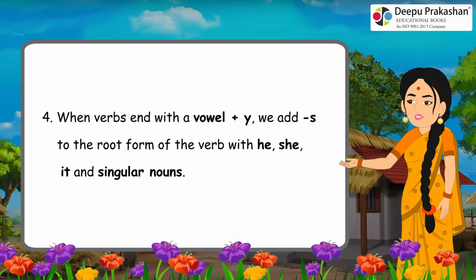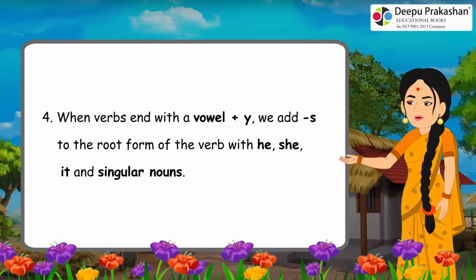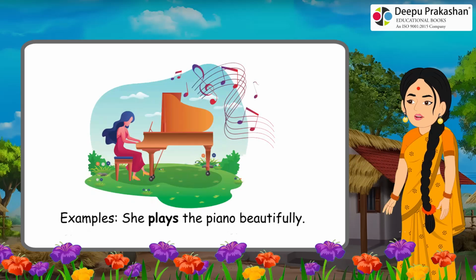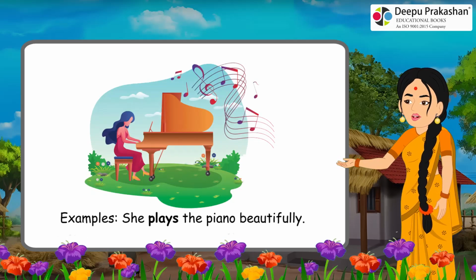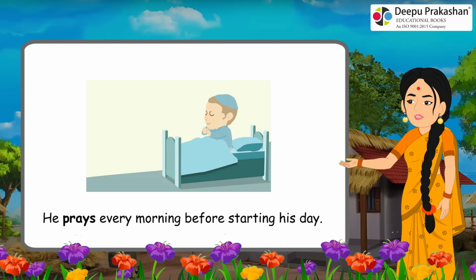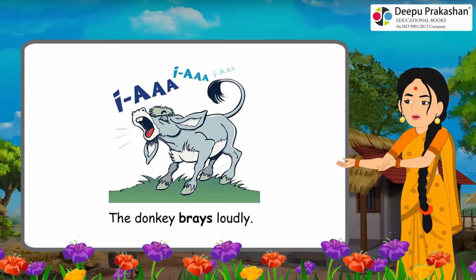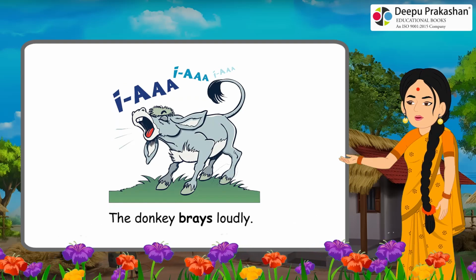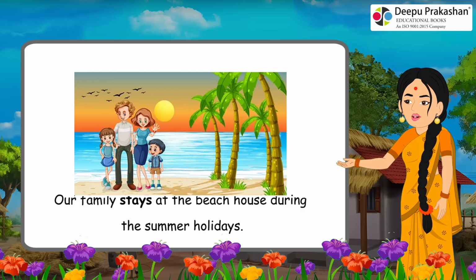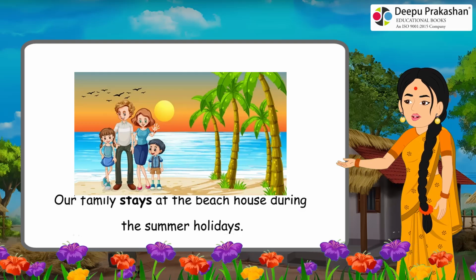4. When verbs end with a vowel plus y, we add s to the root form of the verb with he, she, it, and singular nouns. Examples. She plays the piano beautifully. He prays every morning before starting his day. The donkey brays loudly. Our family stays at the beach house during the summer holidays.